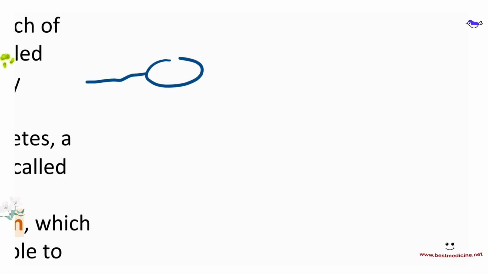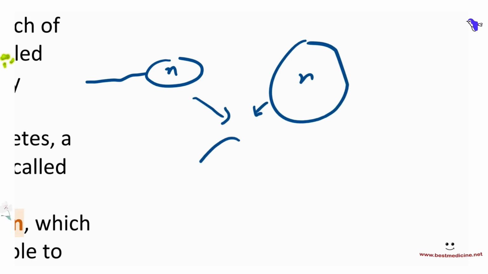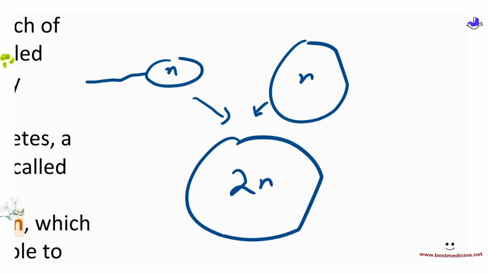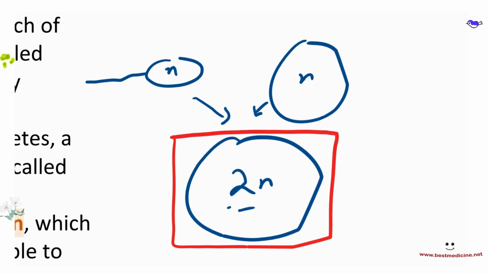For example, in humans, we have n number of chromosomes, haploid gamete here, the sperm, n number of chromosomes, haploid gamete here, the ovum. And then they come together and they fertilize themselves, and eventually we get a 2N. And now this 2N, this zygote, contains DNA from this guy as well as that guy, right? So it's a combination of two different kinds of alleles and genes that are coming into this particular individual.